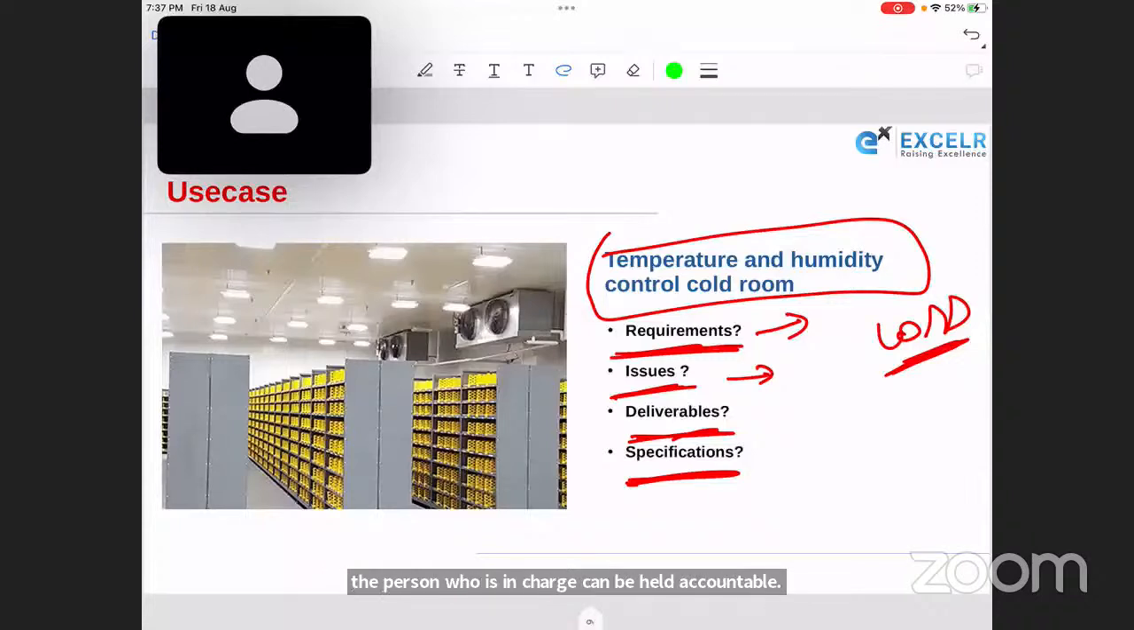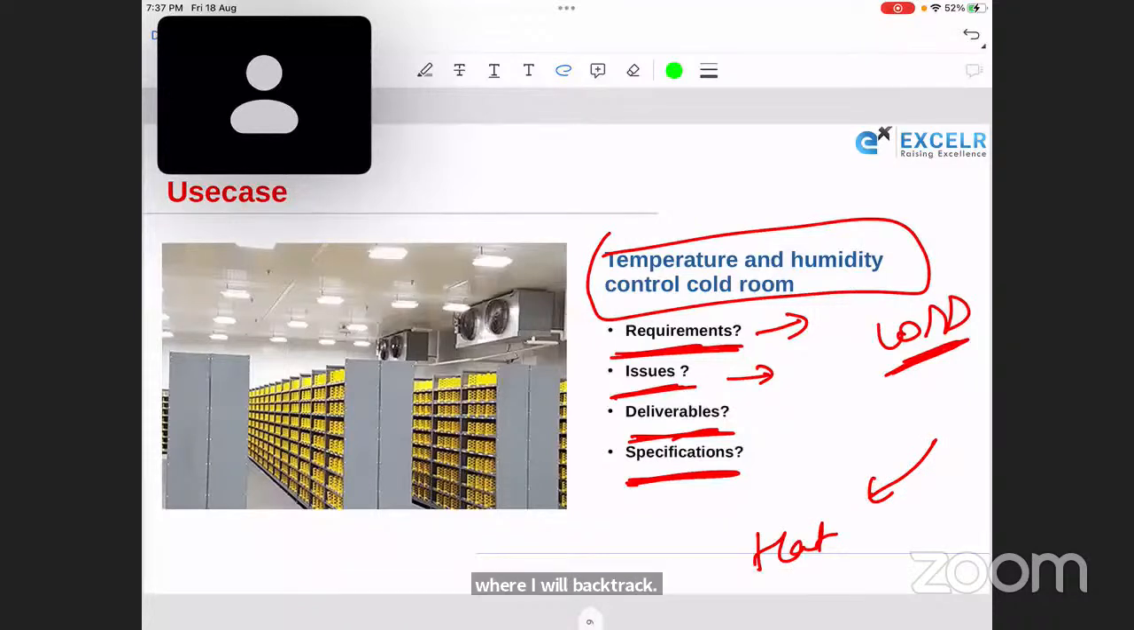With the temperature and humidity monitoring limits which I have kept, I should be able to do a future analysis where I will backtrack my hatchability rate. Hatchability means whatever eggs I'm putting in the incubation, it should give me chicks. So the hatchability rate should increase.